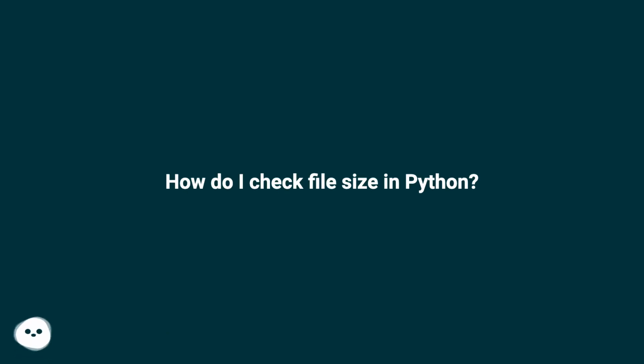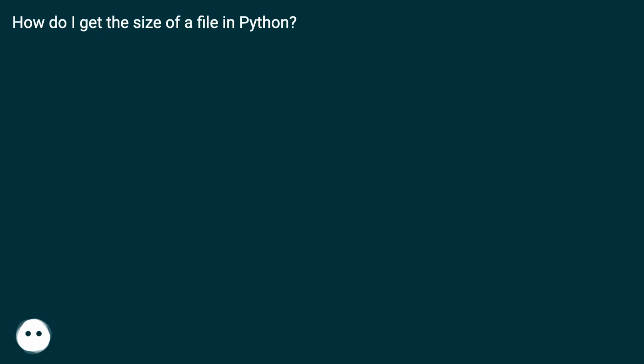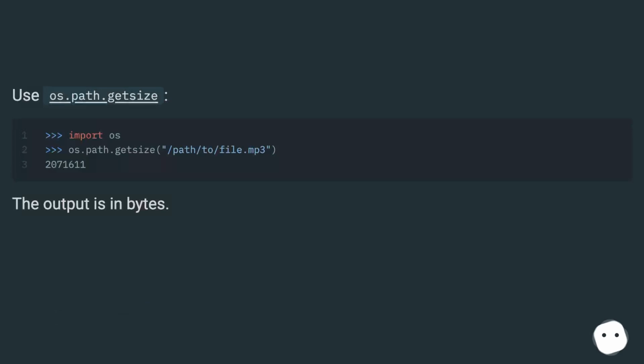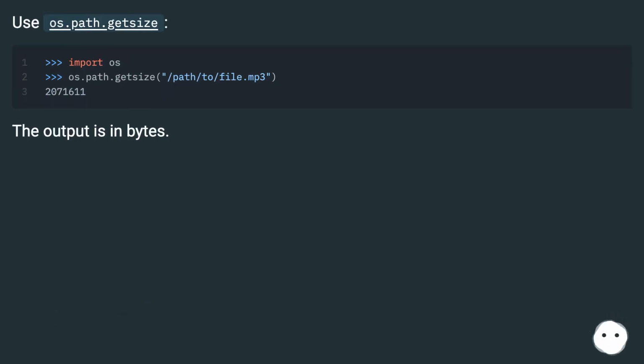How do I check file size in Python? How do I get the size of a file in Python? Use os.path.getsize. The output is in bytes.